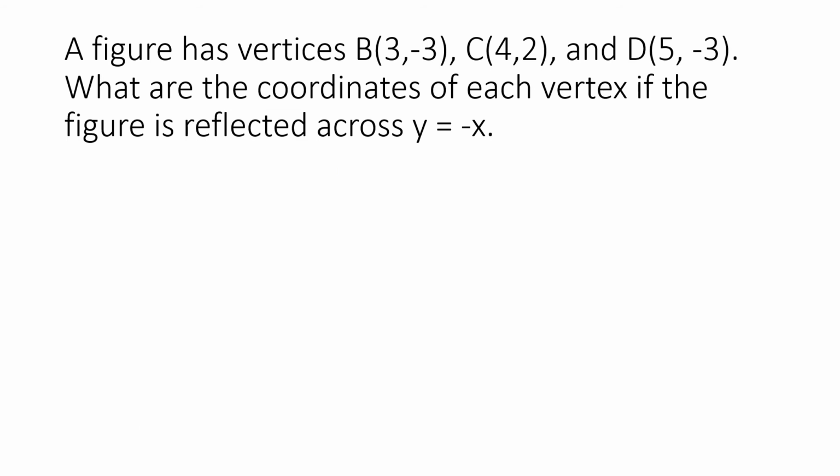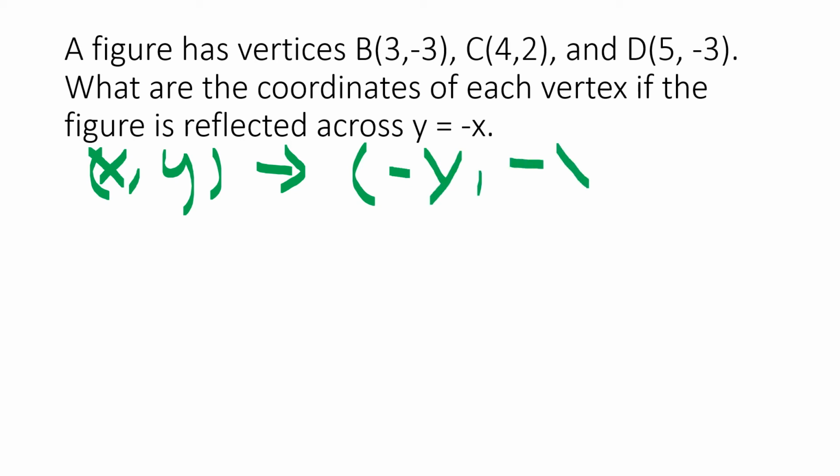If the figure has vertices B(3, -3), C(4, 2), and D(5, -3), what are the coordinates of each vertex if the figure is reflected across y equals -x? So the rule for reflection across y equals -x is we have (x, y) switch to (-y, -x).